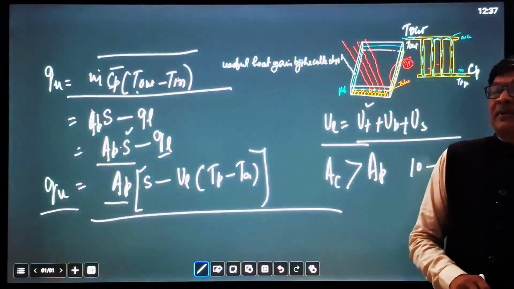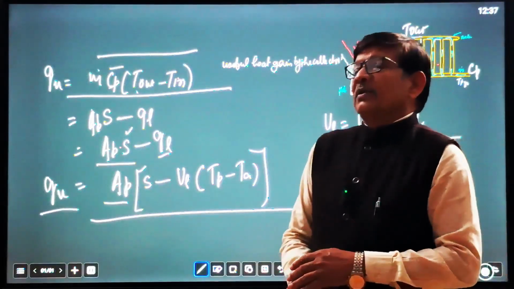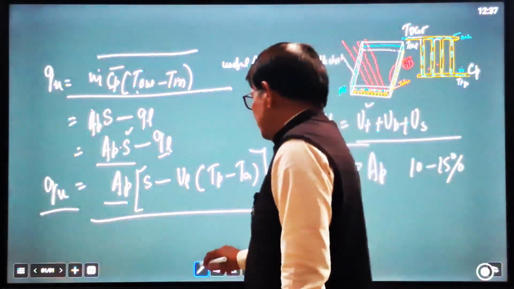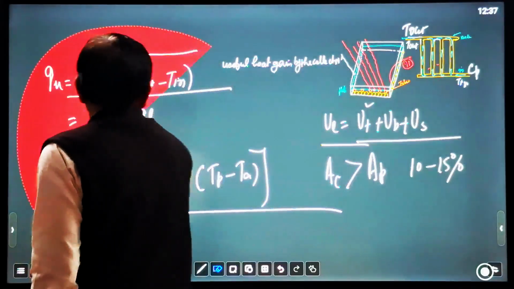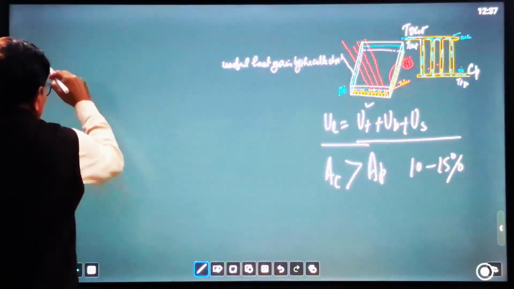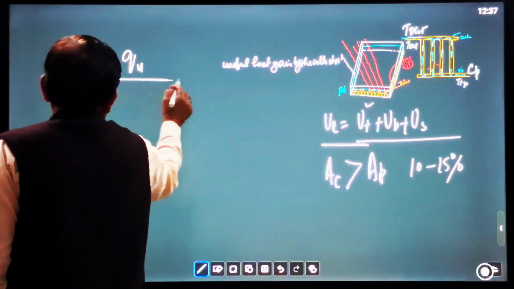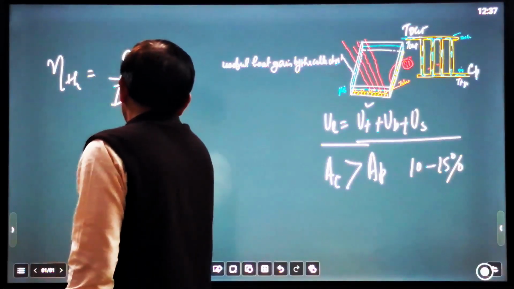That will comprise the collector efficiency factor and the collector heat removal factor. The collector heat removal factor we have already defined in our previous lecture. So let us find out what the thermal efficiency is. Thermal efficiency of the collector: eta thermal equals Q useful heat gain upon total radiation IT into AC.